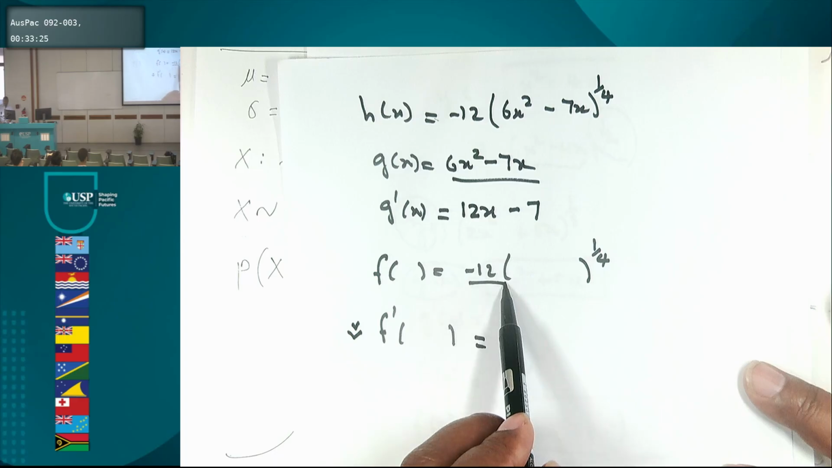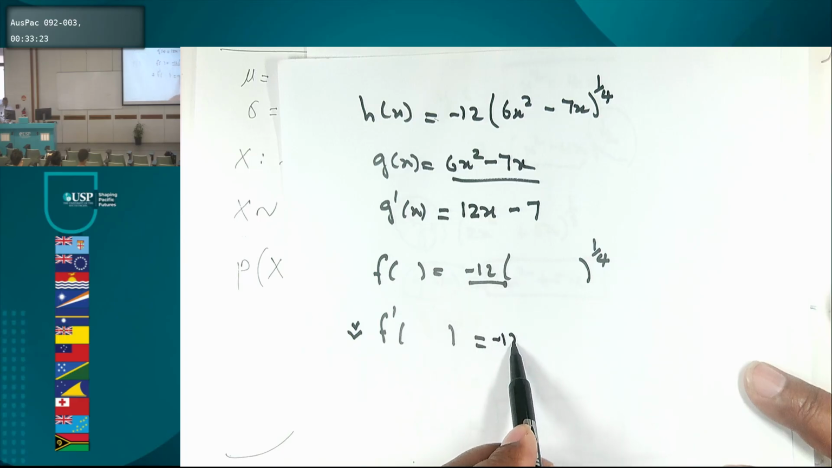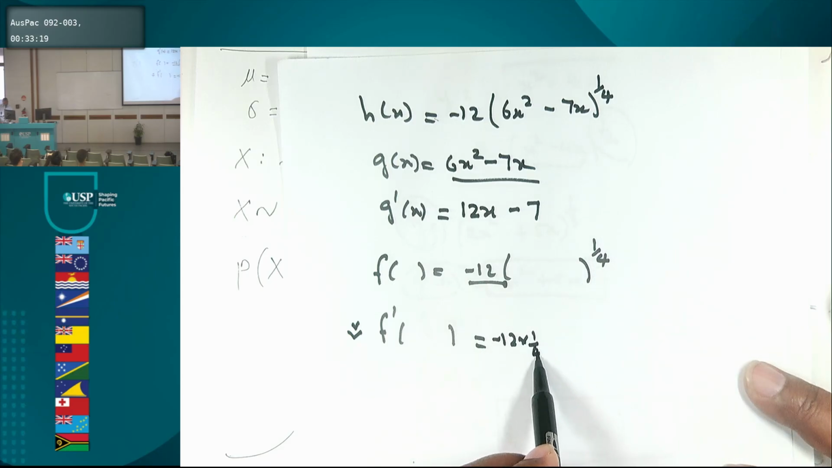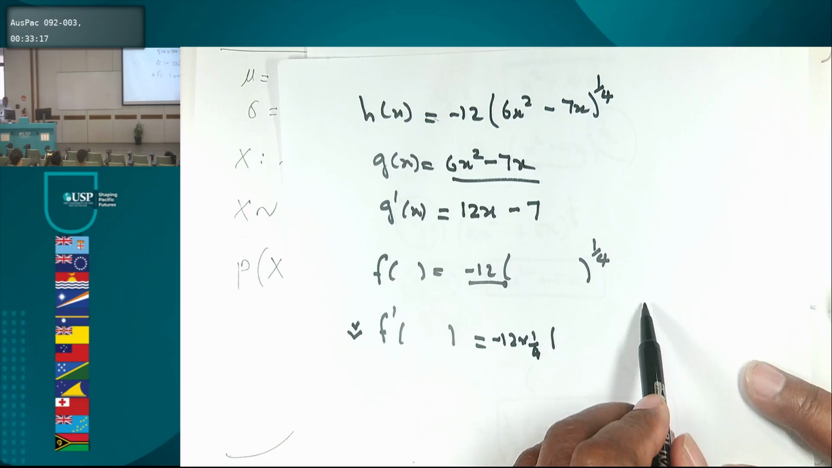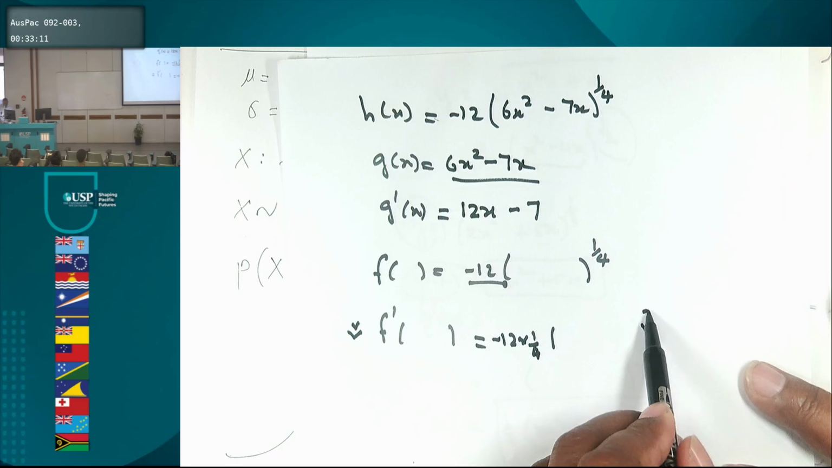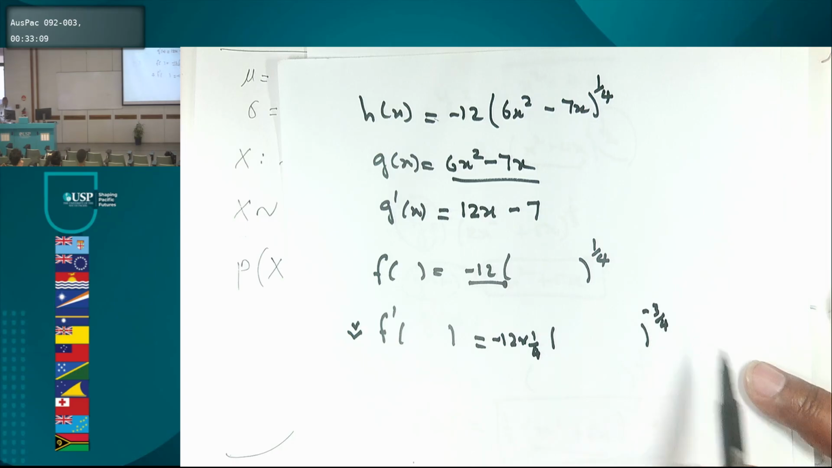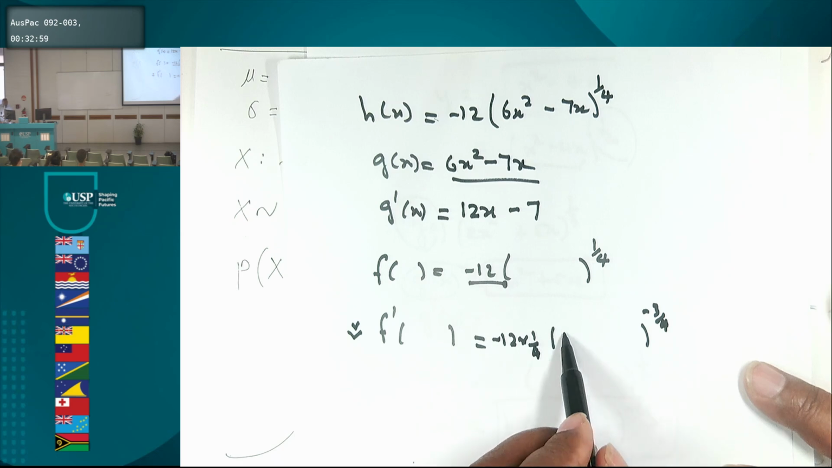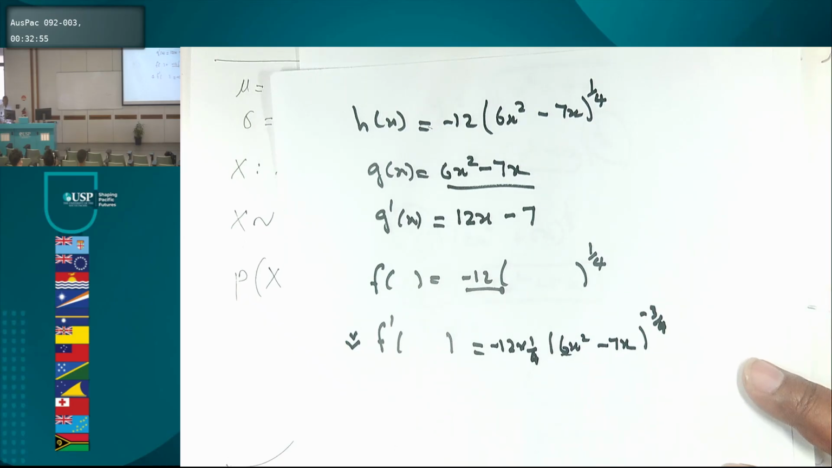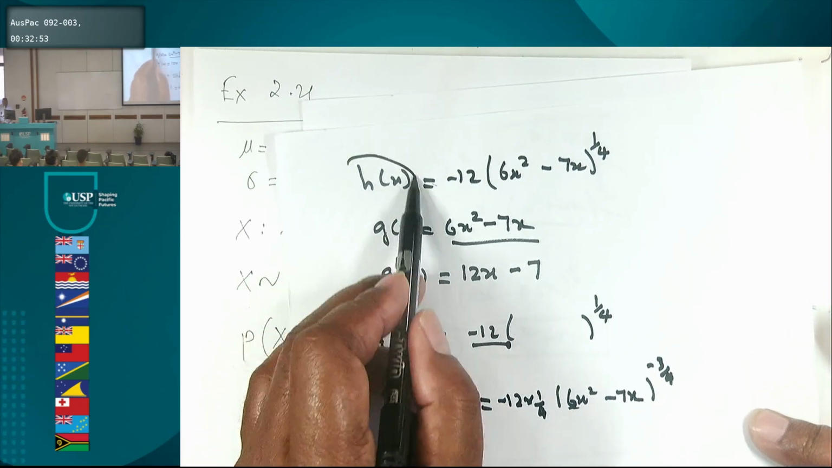So the negative 12 remains. And then I'll bring this power down. What's the new power? 1/4 minus 1 is negative something. Negative 3/4. And what goes in here? g x, the inner function, eh? What is it? 6x squared minus 7x. There you go.